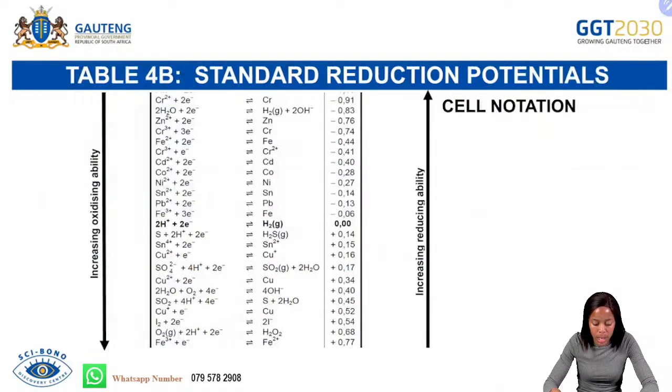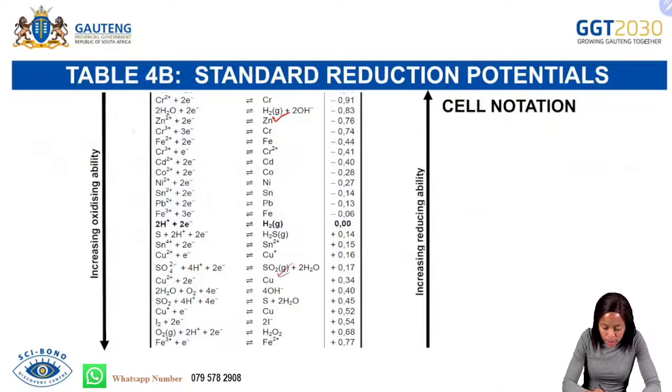Okay. Next we have the cell notation. So again, for the cell notation, I'm going to continue using the table 4B there. Okay. So we have the cell notation. And then again, let's say we use Zn and copper there as our examples.